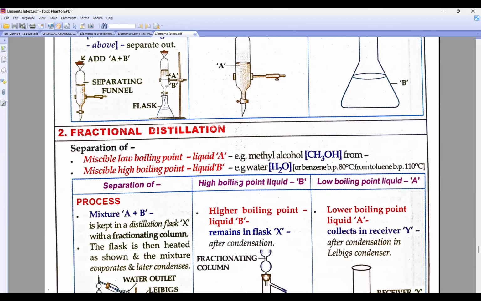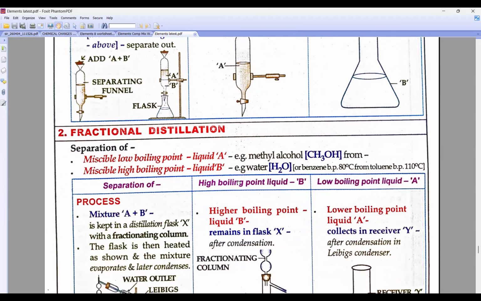Hello, now pay attention here. Fractional distillation. What is the principle of fractional distillation? This is very, very important. Distillation means what happens when only one liquid is there. Now in fractional distillation, there is a mixture of miscible liquids. But there should be a difference in the boiling point. There should be a difference between what?